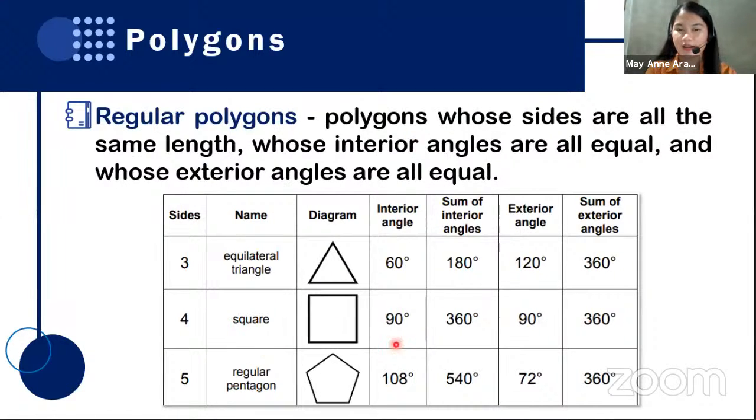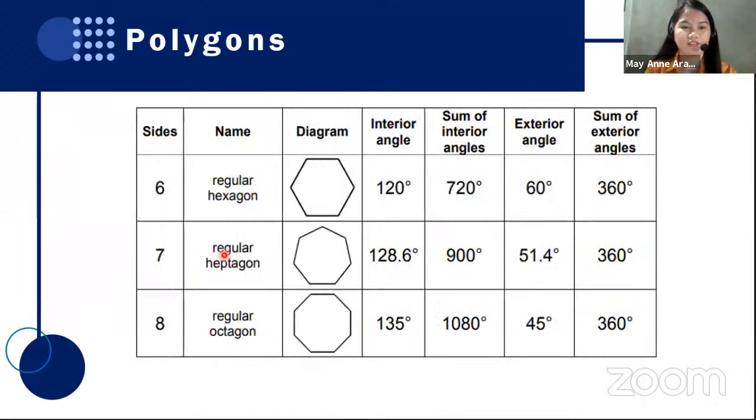And for a square, each interior angle measures 90 degrees, and the sum of the interior angles is 360 degrees. For exterior angles, still 90 degrees each, and the sum of exterior angles is the same, 360 degrees. And for a regular pentagon, we have 108 degrees, 540, 72, and so on. We also have here the regular hexagon, the regular heptagon, and the regular octagon.